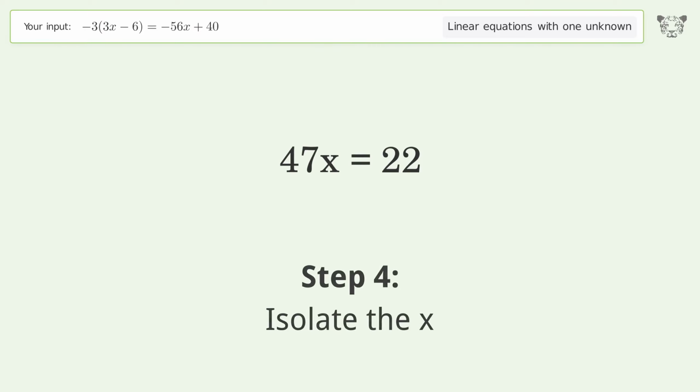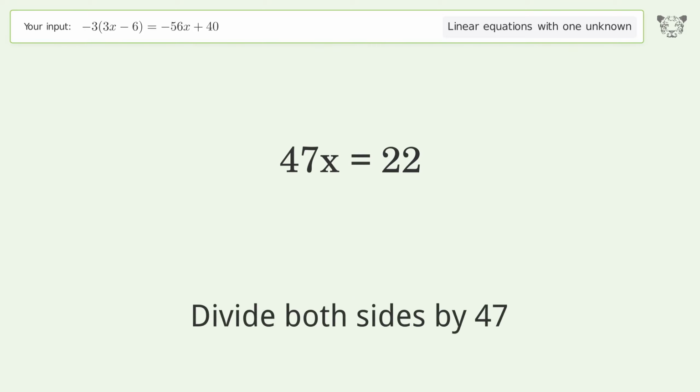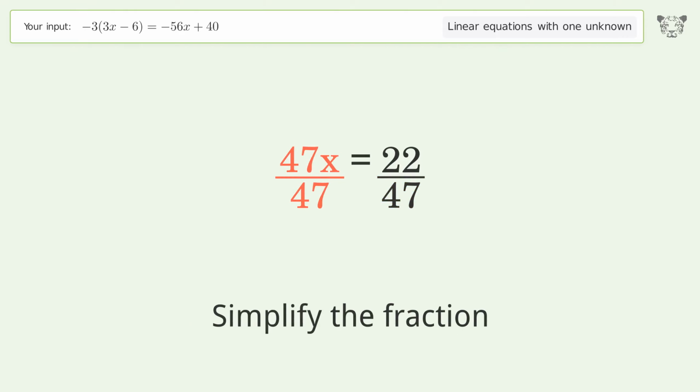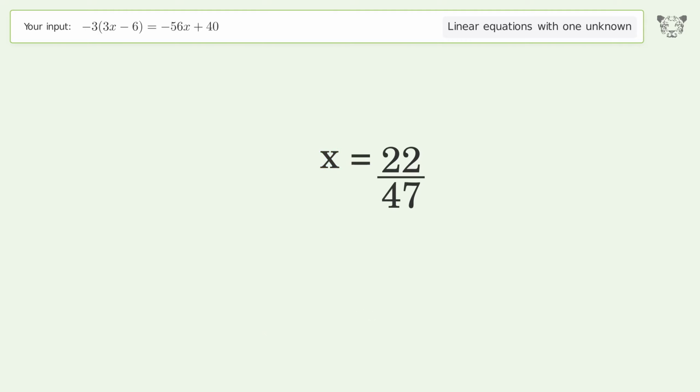Isolate the x. Divide both sides by 47. Simplify the fraction. And so the final result is x equals 22/47.